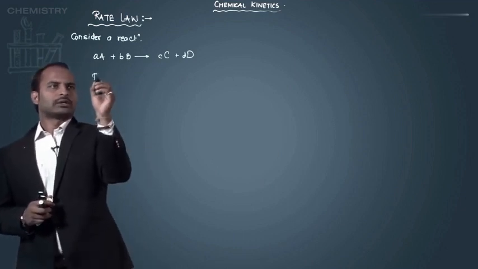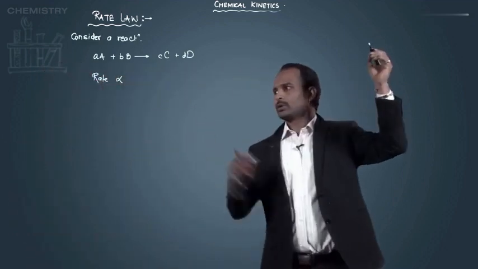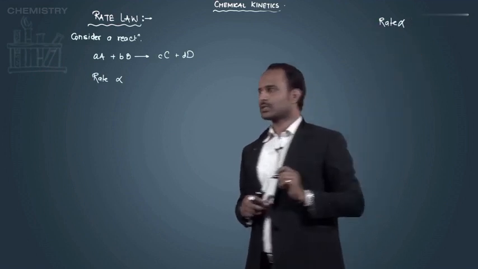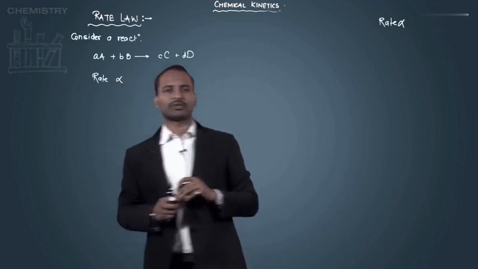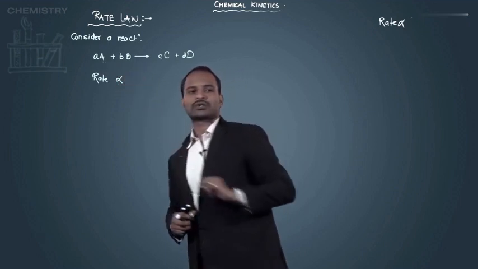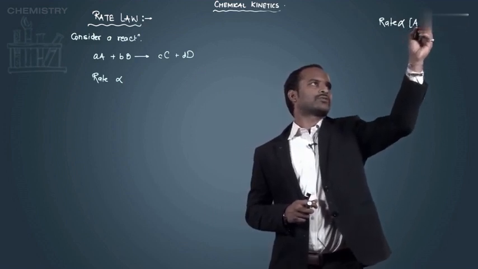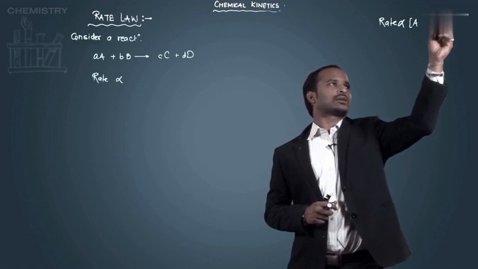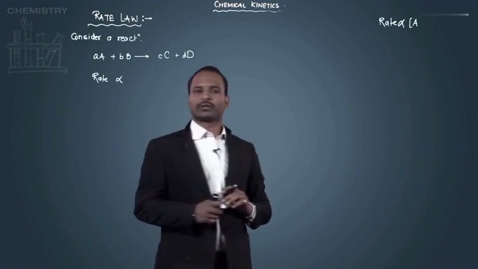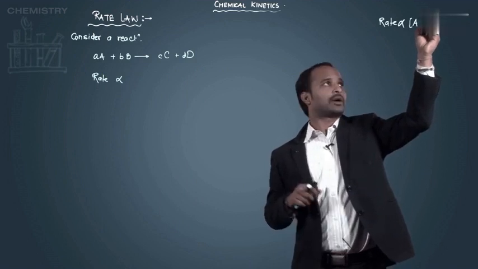According to that law, and here I am writing the law, the rate is directly proportional to the product of the molar concentration of reactant. Instead of the word molar concentration, we can also use active mass. We have two reactants A and B, so the rate is directly proportional to the concentration of first reactant A and then second reactant B, with each concentration term raised to a power equal to the stoichiometric coefficient.